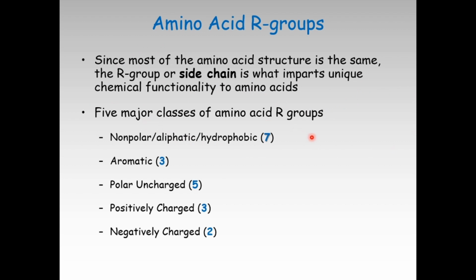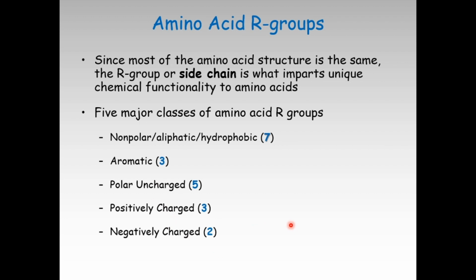The 5 major classes of amino acid R groups. 1. Nonpolar, aliphatic, hydrophobic. There are 7 of them. Aromatic, 3 of them. Polar, uncharged, 5 of them. Positively charged, 3. Negatively charged, 2. If you combine them, 2 plus 3, 5, 5 plus 5, 10, 10 plus 3, 13, plus 7, 20. So all 20 amino acids are accounted for, but they are divided into 1, 2, 3, 4, 5 groups.